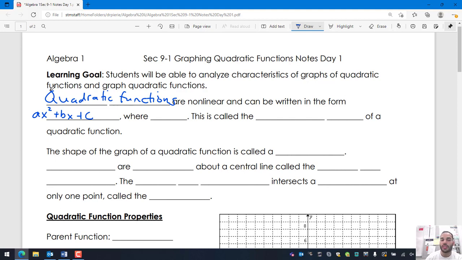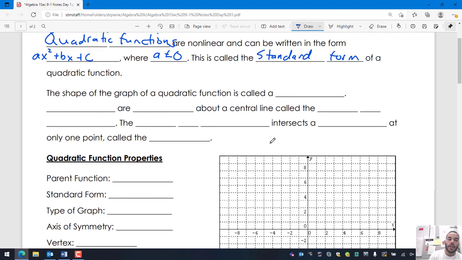a, b, and c are just numbers though. What are the rules? a cannot equal 0, but those other numbers can be whatever you want. This is called the standard form of a quadratic function. There's multiple ways to write a quadratic function, but this is the most common way. ax squared plus bx plus c.